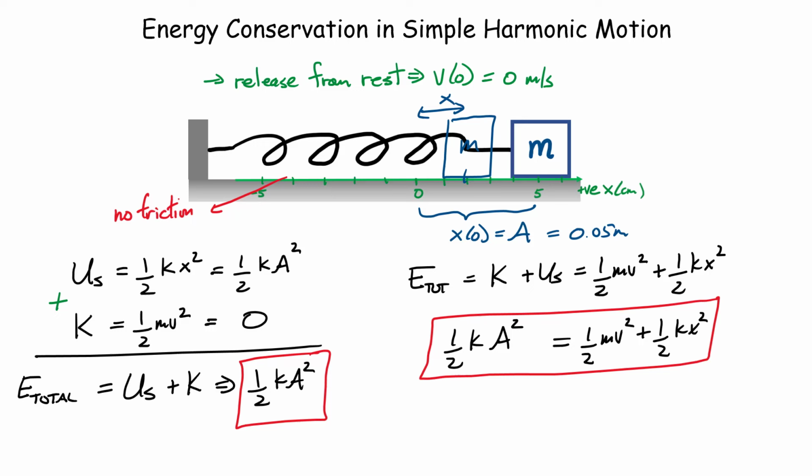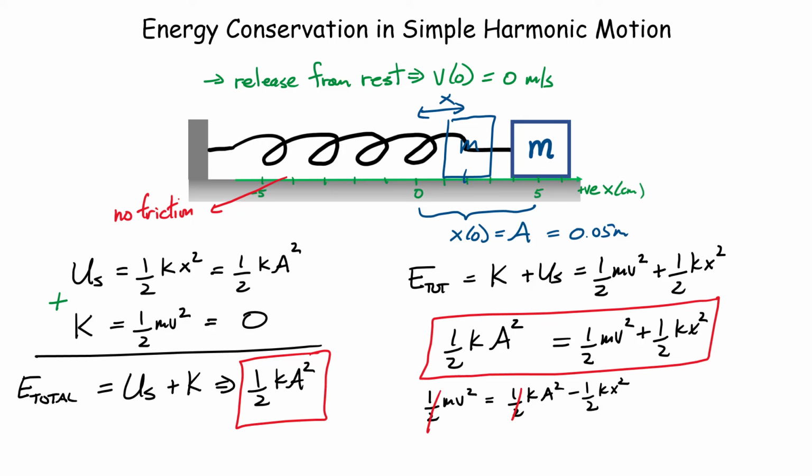Now I'm going to bring this kx squared to the other side. So this is what it ends up being. You get 1/2 mv squared by itself equals 1/2 ka squared minus 1/2 kx squared. Now we do some algebra.